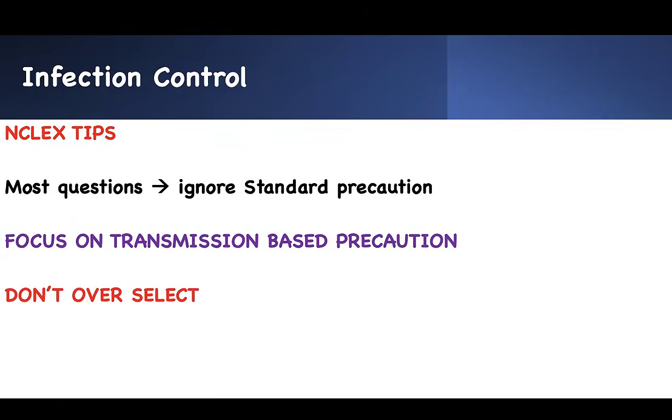What does that mean? Don't over-select. If it's airborne, your PPE is N95, and the rest of the things are the extra steps you would do to prevent infection. This is the key. Don't over-select. And remember, most PPE are for you, the nurse, not the patient. Unless the patient is leaving their room, they may need a surgical mask, but that's the key.